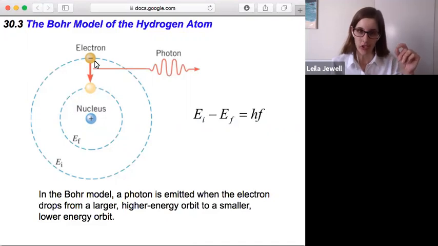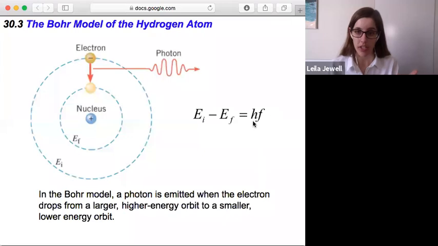Well, when the electron moves from a higher energy to a lower energy state, that extra energy has to go somewhere. And so it's given off in terms of a photon, in terms of light. And so you can look at the energy difference between the initial state and the final state, and that's going to be equal to hf.